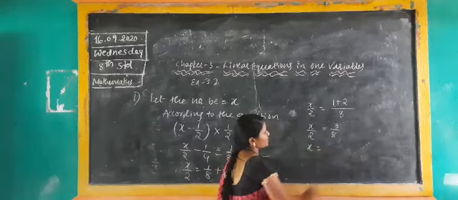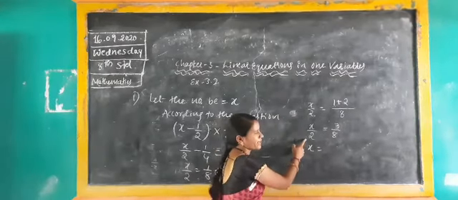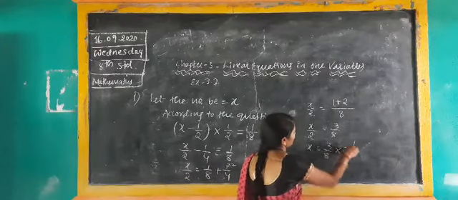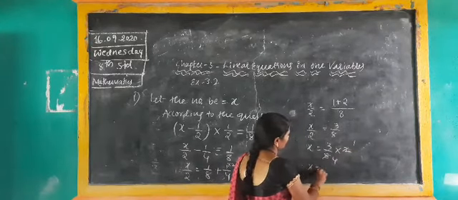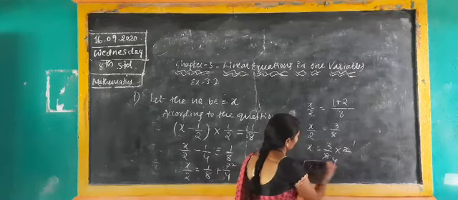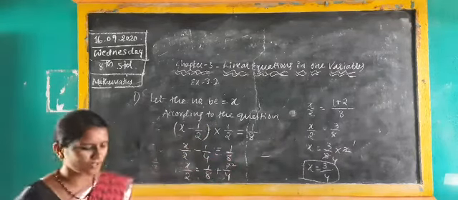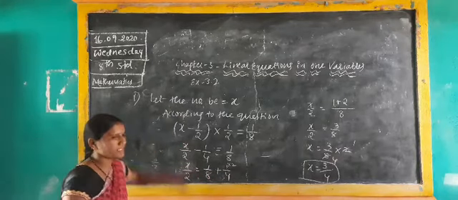Now I need the x value. As I said already, if there is division, it should become multiplication. So 3 by 8 into 2. 2 ones are 2, 2 fours are 8. You will get the x value as 3 by 4. That is the value. The number should be how much? 3 by 4.